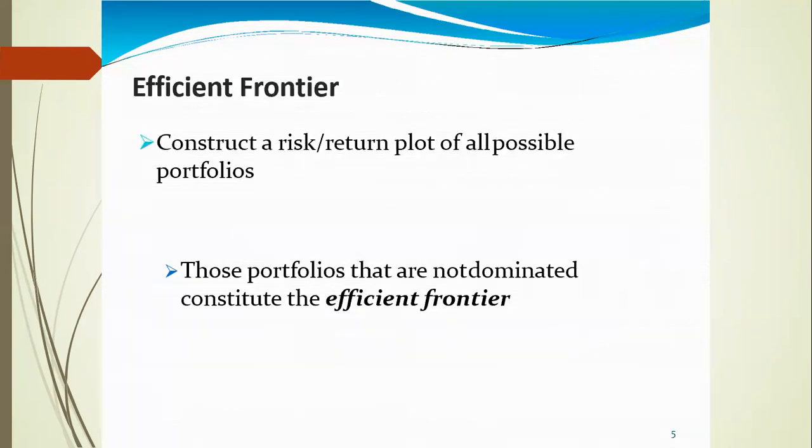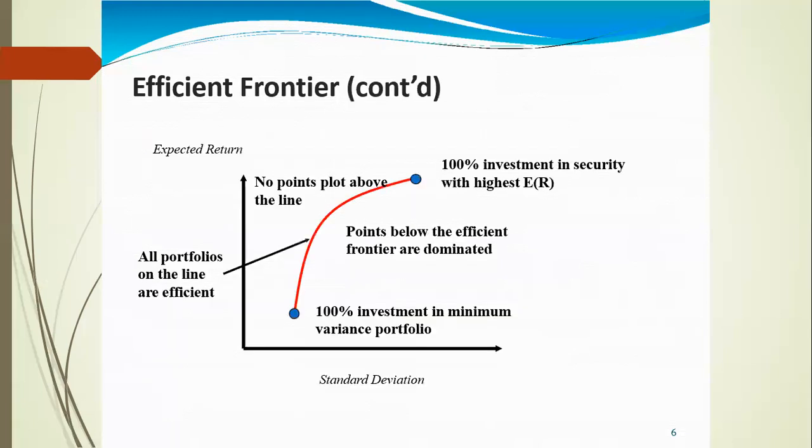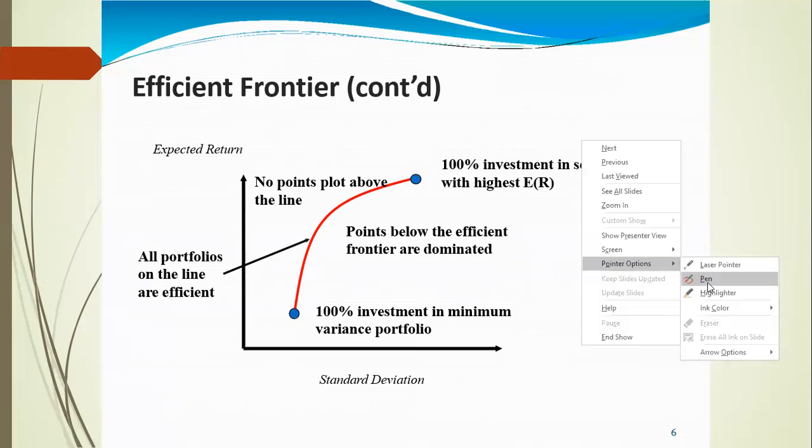So let's study the theory exactly: the efficient frontier. In this theory, we construct a risk or return plot of all possible portfolios. So we use the graphical method and put the return and risk on the graph. Those portfolios that are not dominated constitute the efficient frontier. If you look at this graph, let's try to explain exactly how it works.